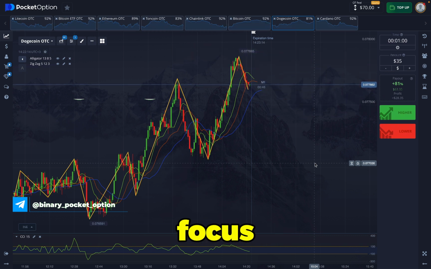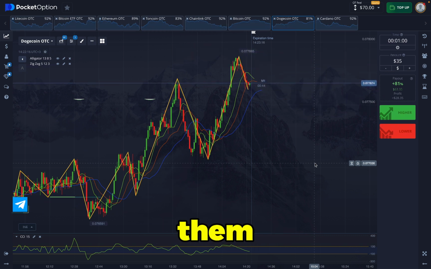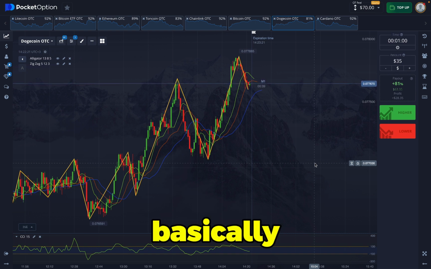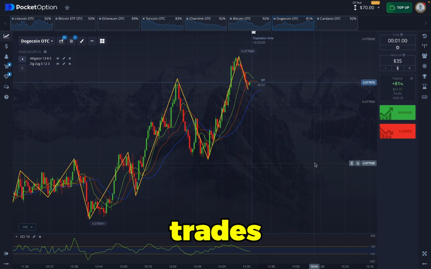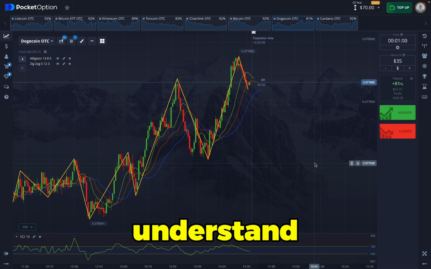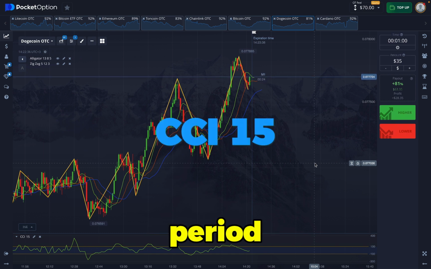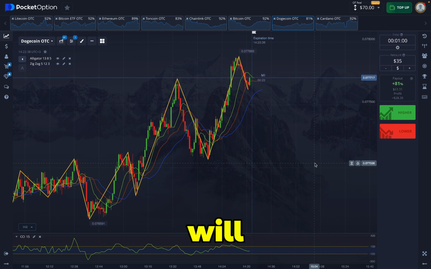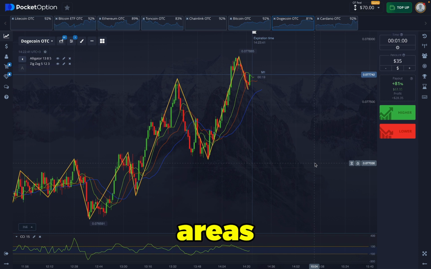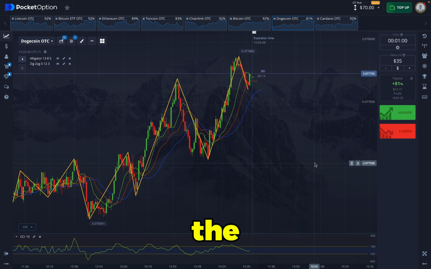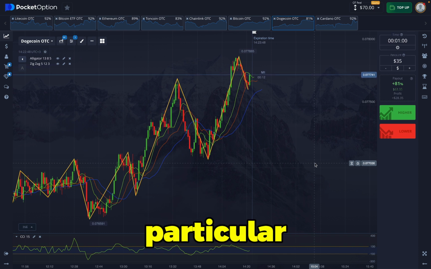The main focus of today's trading will be on them, and I will also look for a pullback within the trend. And basically, I will open all trades in the direction of the trend. I think as you trade, you will understand the basic principle of how this bundle works. And I will also have a CCI oscillator with a period of 15 to help them. I will monitor overbought and oversold areas so that at some point, if I have the opportunity to open a trade against the trend direction, this particular oscillator will help me.